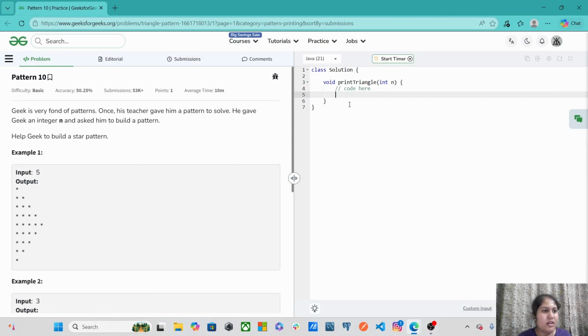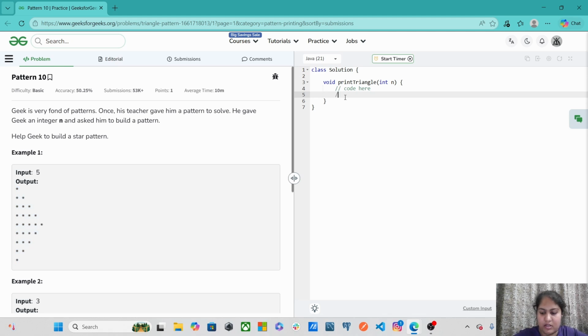Hello guys, let's start with another problem, that is GFG pattern solving problem number 10. What is given? We are given an integer n as input and we have to print output something like this.